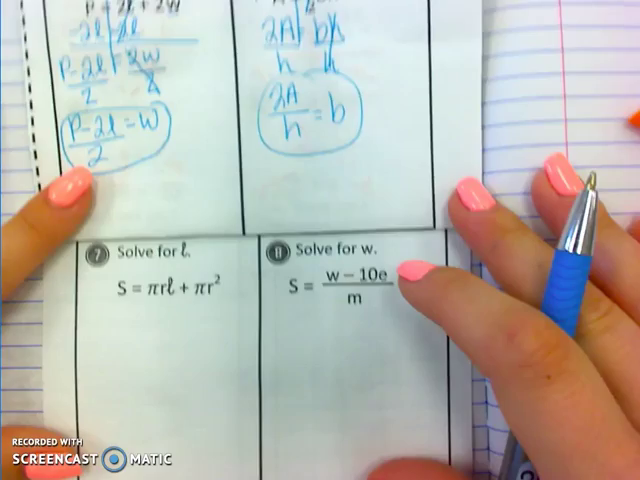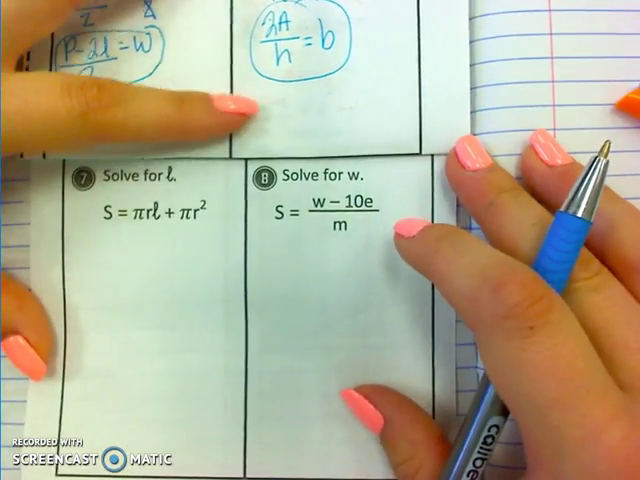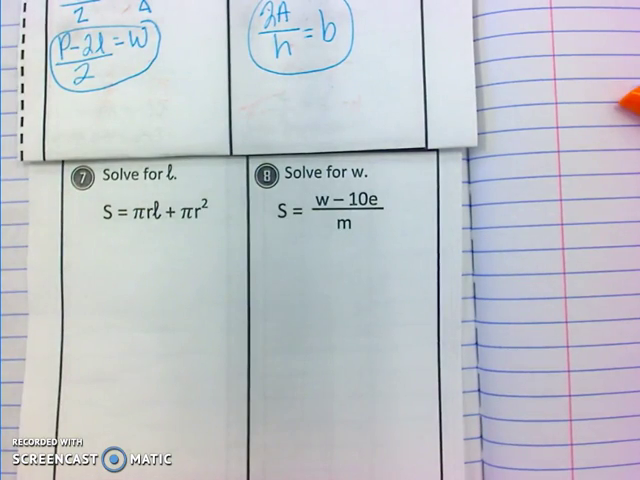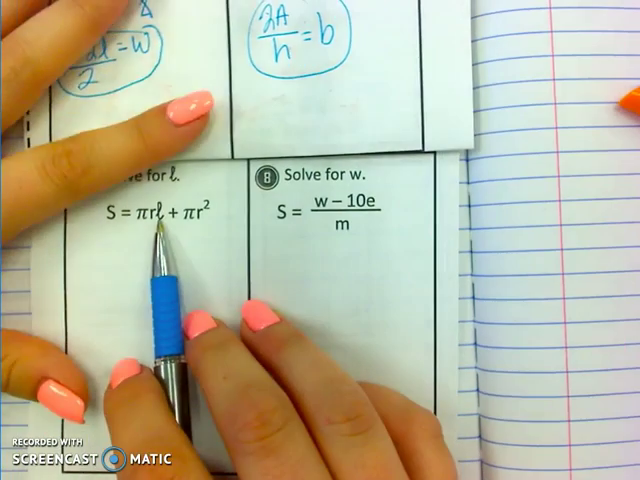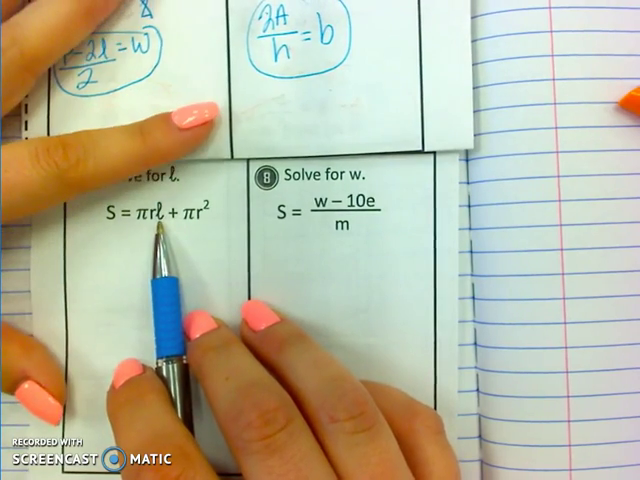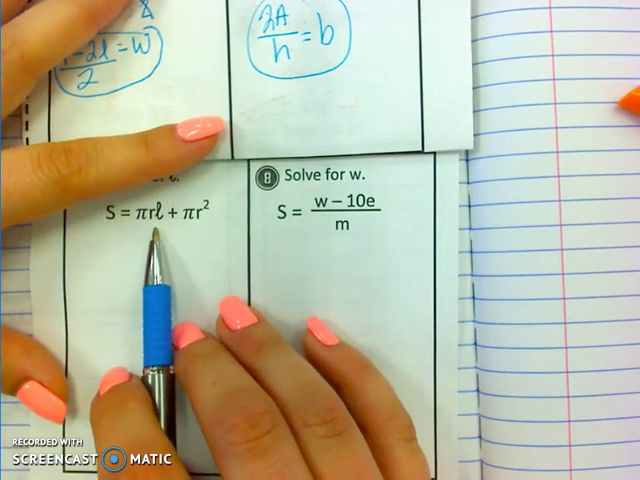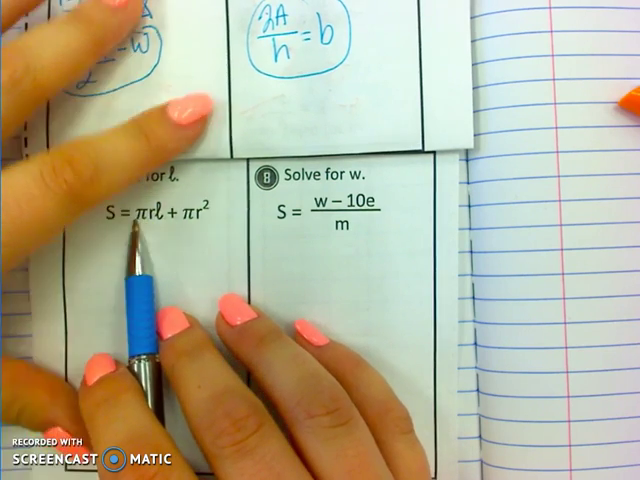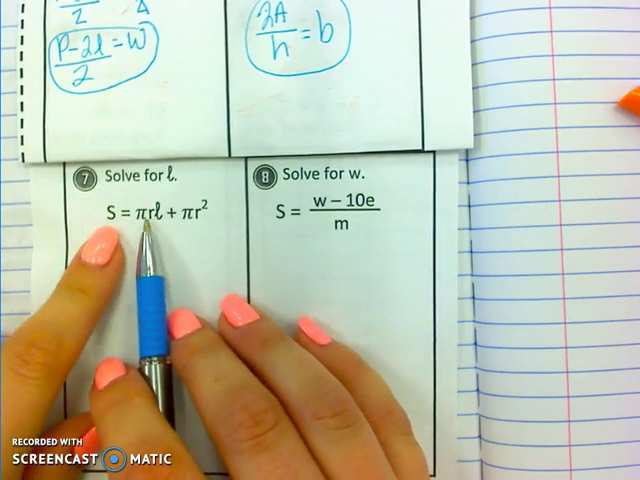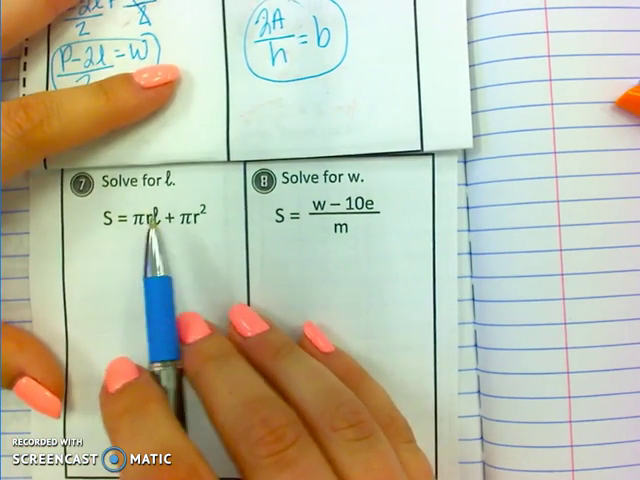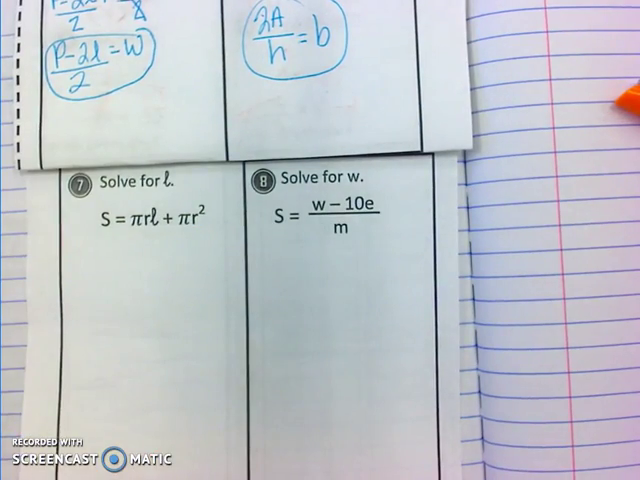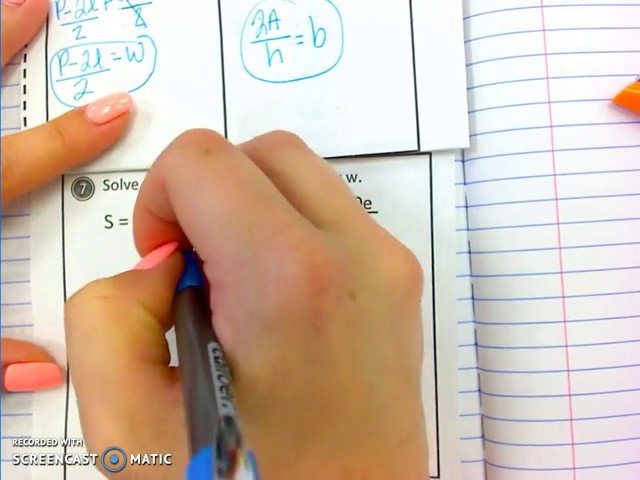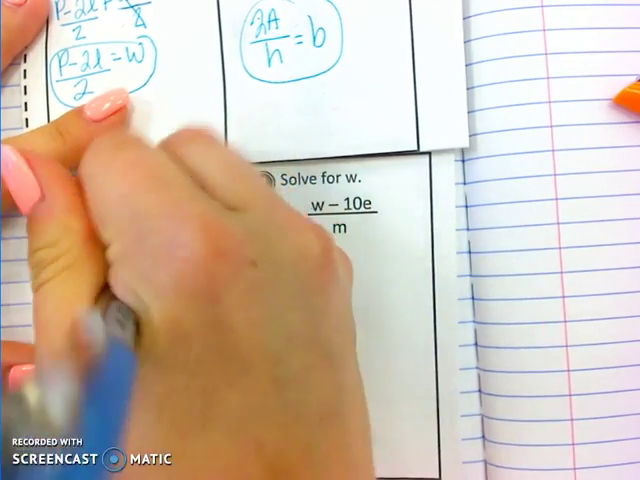And then number 7, I'm solving for the L, probably representing the length. Okay? So the first thing that we need to do is see who is the best friend. Now, I have this pi and this r. All of these things seem to be being multiplied. That's going to be a stronger connection than this plus pi r squared. So that's going to be my associate. So I'm going to subtract the pi r squared from both sides.